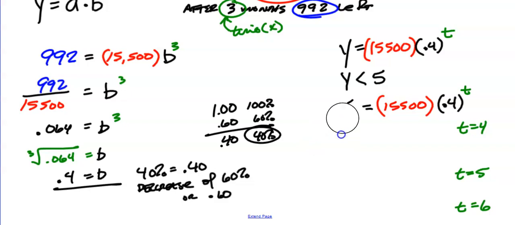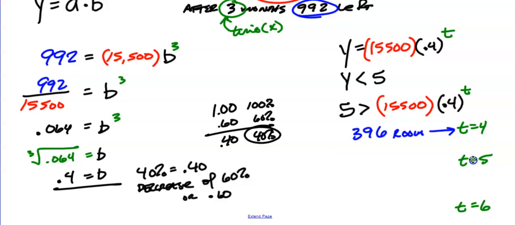This is actually what we're going to solve. We know at 3, we're at 992. So we're going to go with 4. If we do 15,500 times 0.4 to the power of 4, we get 396. So we have 396 rooms when t is 4. That's not going to quite work. So let's see what it is when t is 5.